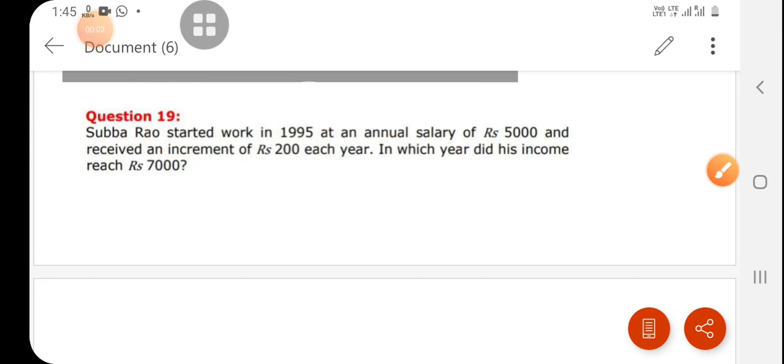Students, here in this video, I am going to solve two questions, that is question number 19 and 20 from exercise 5.2 for class 10. The question number 19 and 20 are the same, so try to understand it.